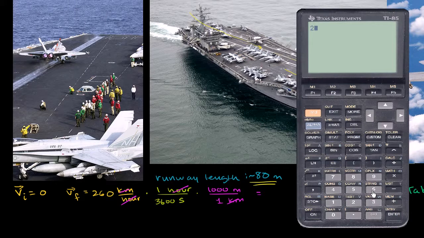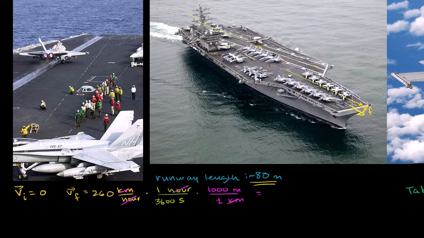So I have 260 times 1,000 divided by 3,600. That gets me, I'll just round it to 72, because that's about how many significant digits I can assume here. 72 meters per second. So all I did here is convert the takeoff velocity. So this is 72 meters per second. This has to be the final velocity after accelerating.